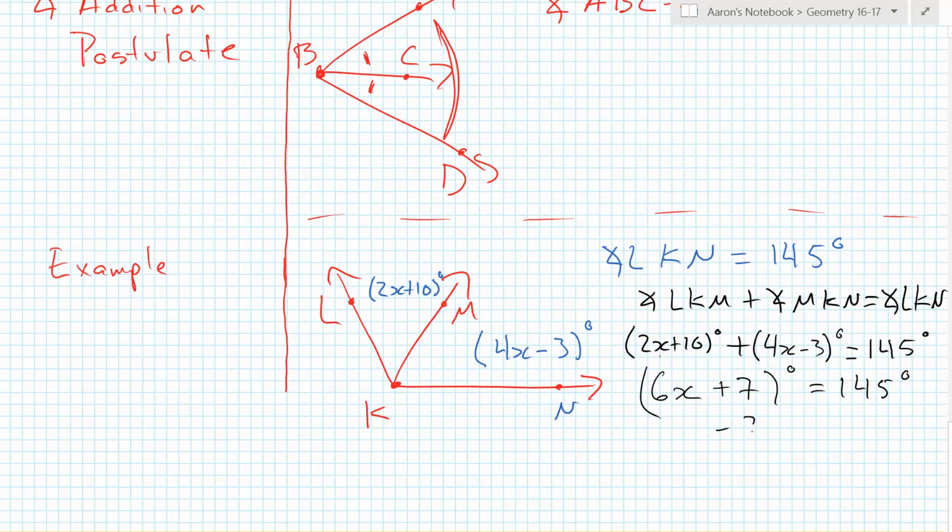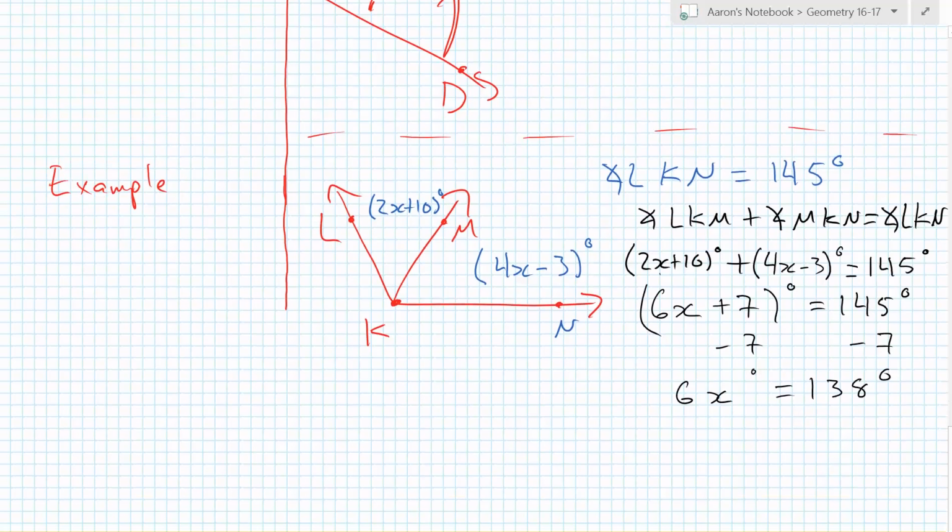We'll subtract our 7. We'll get 6x degrees equals 138. If we divide by 6, we get x equal to 23 degrees.